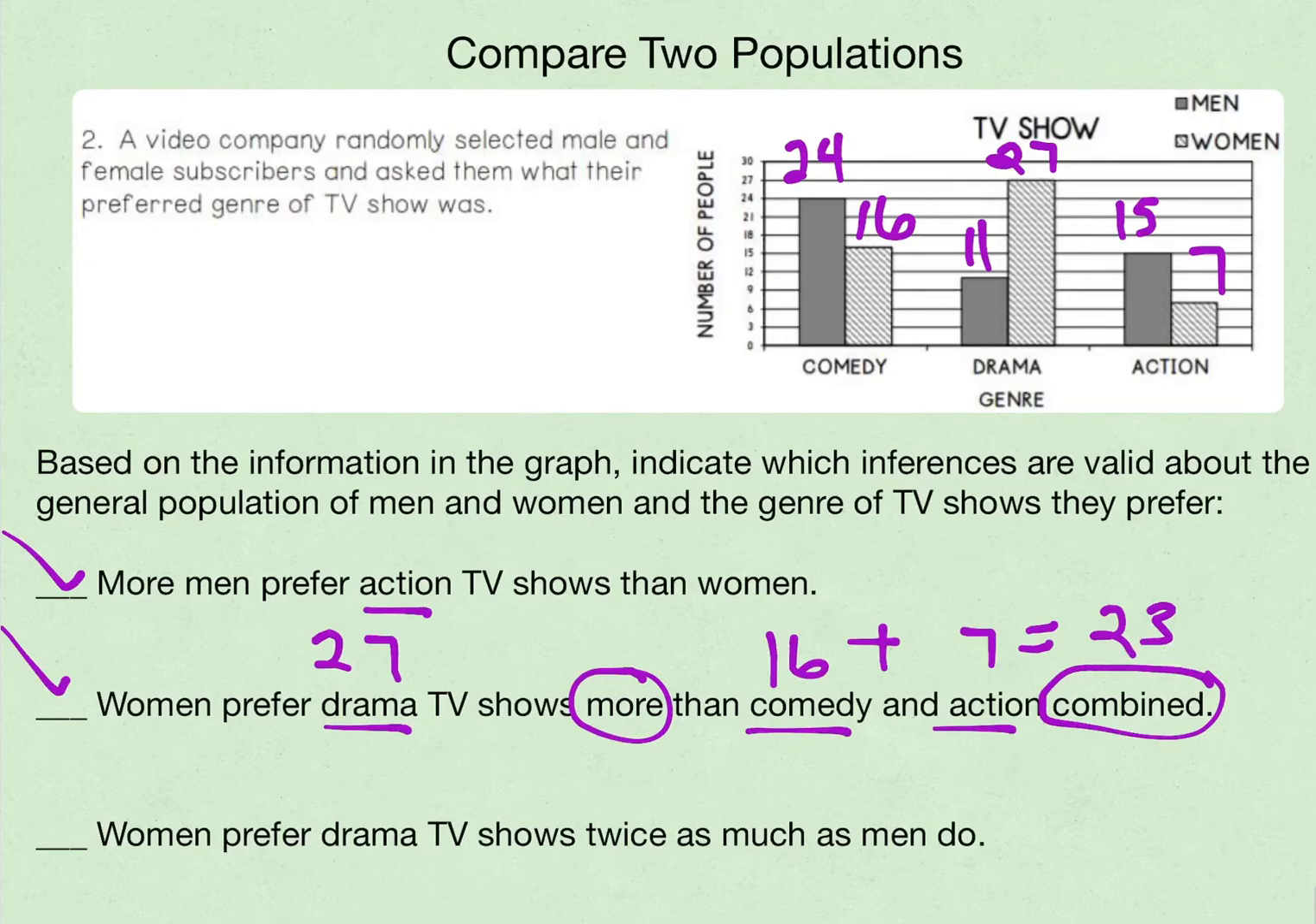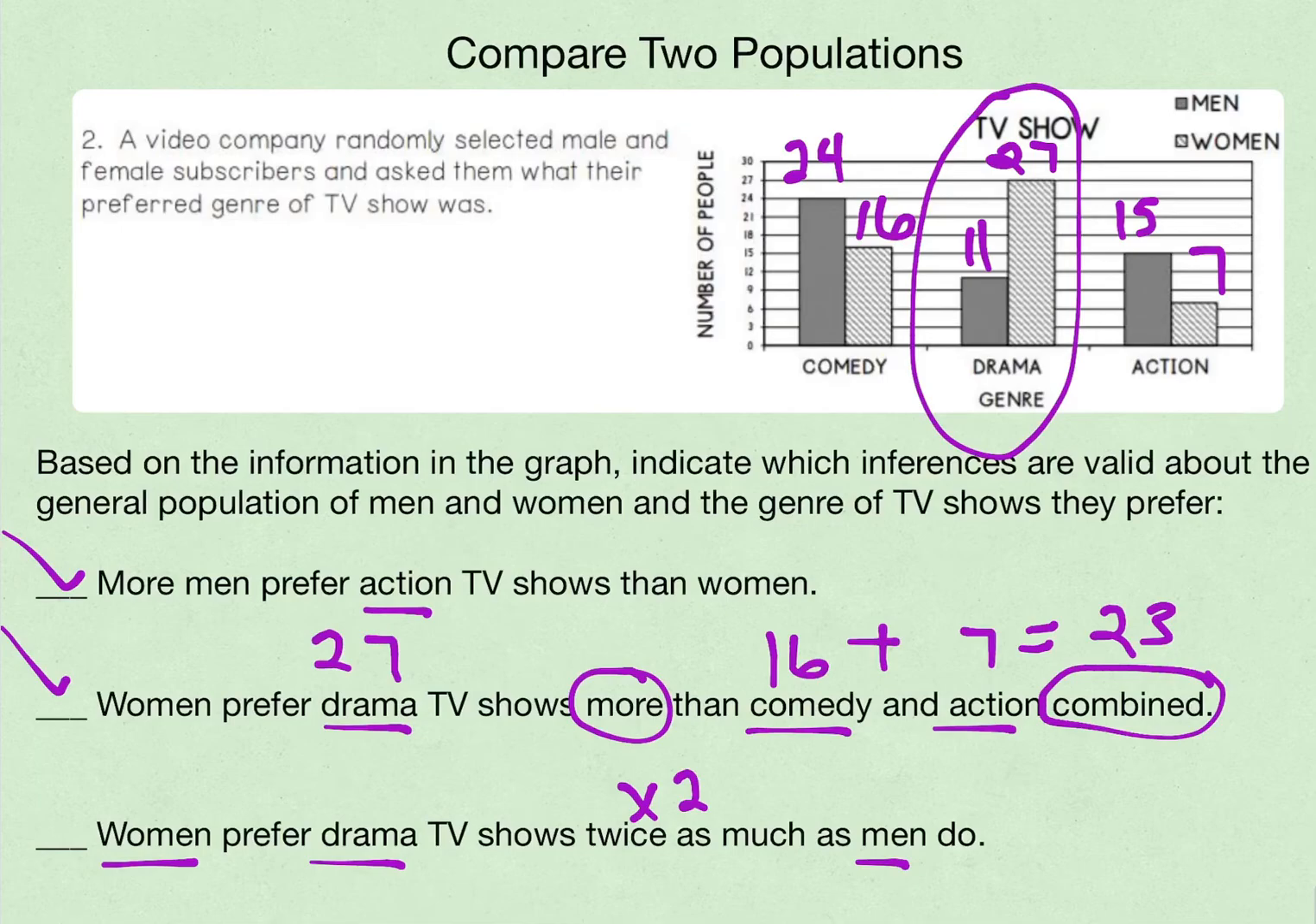Last statement. Women prefer drama TV shows twice as much as men do. So now we're back to comparing the men and the women, and we're looking at drama. So I'm going to go over here and circle the drama. We're looking at that one. And it has the number twice. In our last video, we had the word half, which means divided by 2. Here we have twice, which means times 2.